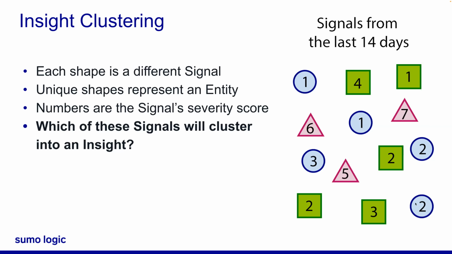Remember, the pink triangles have severities of 5, 6, and 7. The blue circles have 1, 1, 2, 2, and 3. And the green squares have 1, 2, 2, 3, and 4. So of those different colors and shapes, which ones are going to cluster into an insight?